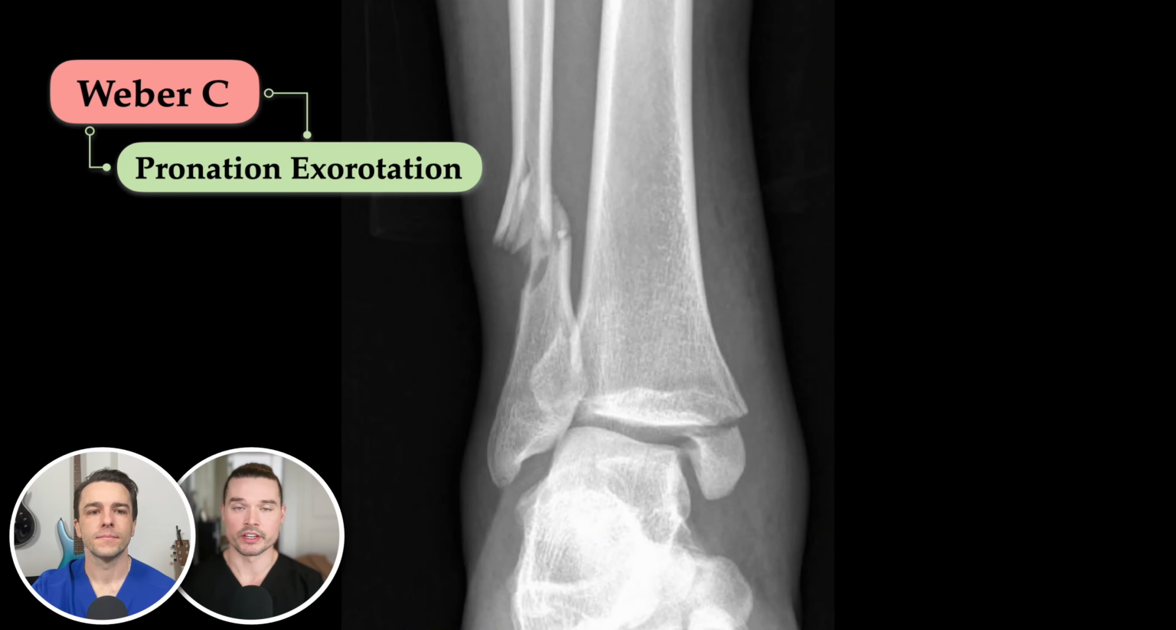This is our Weber C pronation exorotation. We are going to start out with our fracture of the fibula. Immediately, we can see that the fracture is above the level of the syndesmosis. So now we are in Weber C. Based on that, we can now apply our Lauge-Hansen criteria, which is our pronation exorotation.